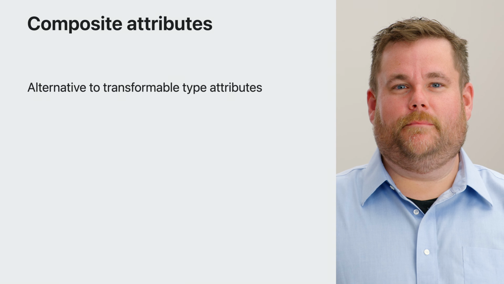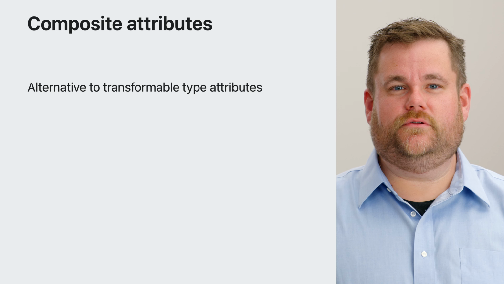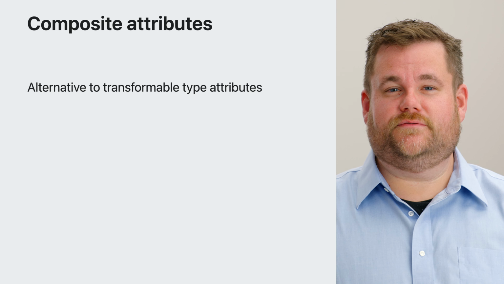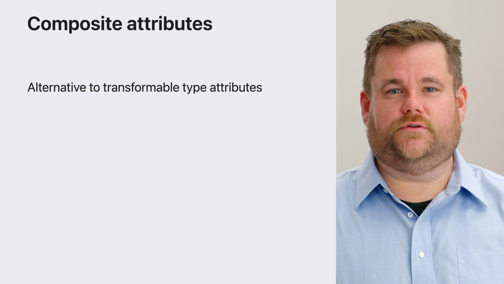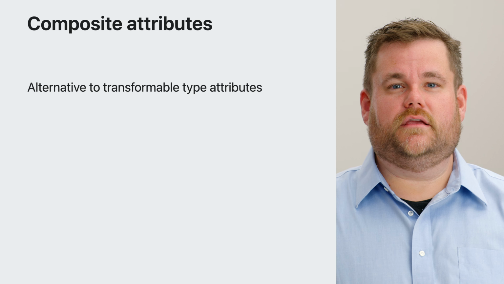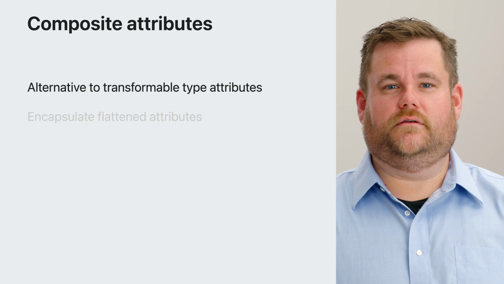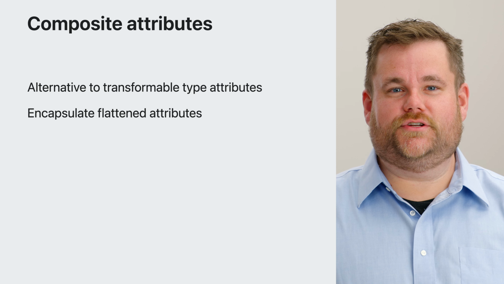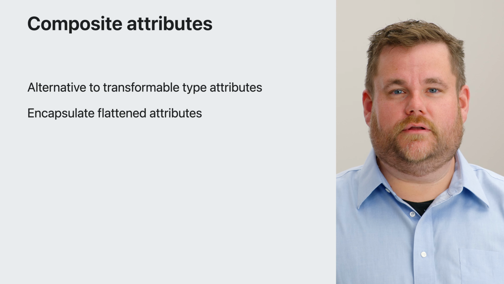Composite attributes are a compelling alternative to using transformable type attributes to create durable, custom data types. There is no need to write code that transforms the attribute's value. Unlike transformable attributes, composite attributes allow NSFetchRequests with NSPredicates configured with the composite attributes' namespaced key paths. Composite attributes can be used to encapsulate a proliferation of flattened attributes, leading to more maintainable and readable code.